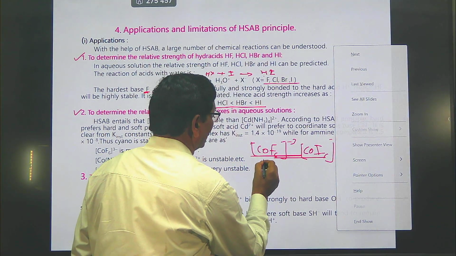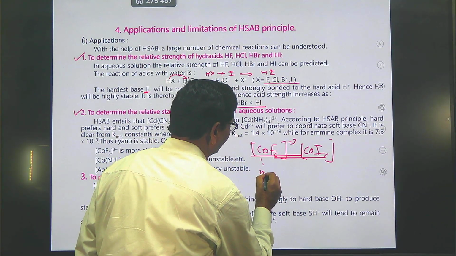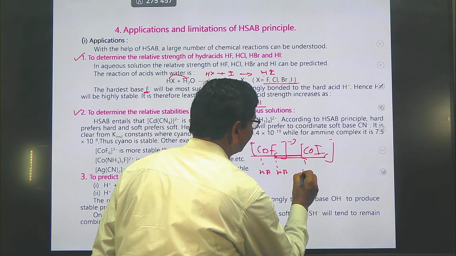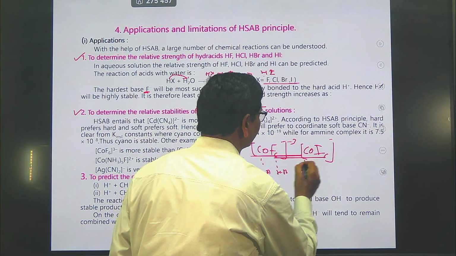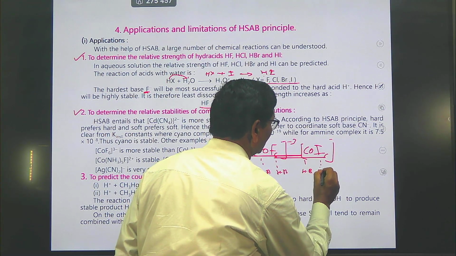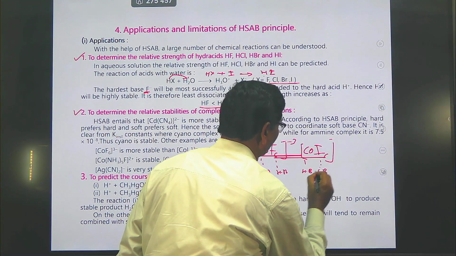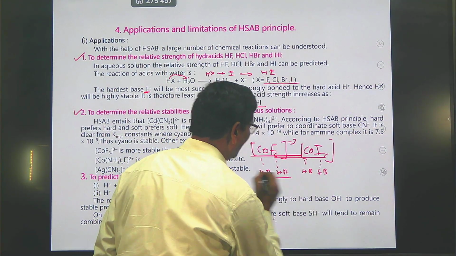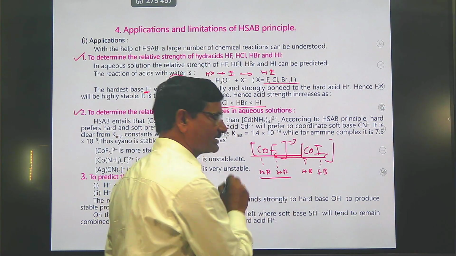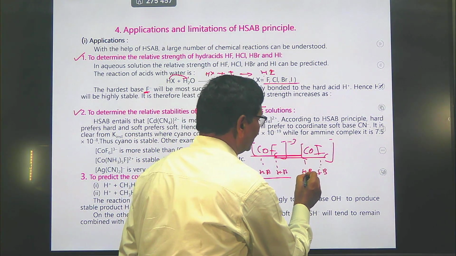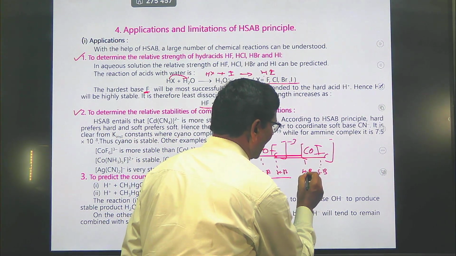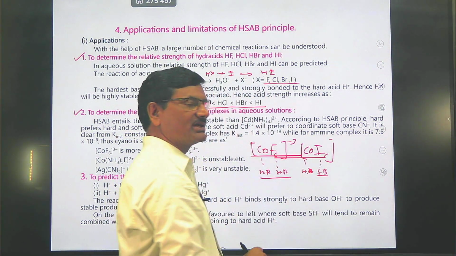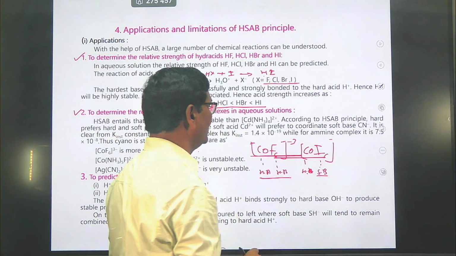Here cobalt is the hard acid. This is the hard base. This is the hard acid because this is the transition metal, and this is the soft base. Here the hard combination is there. Therefore, it obeys the Pearson rule. And in [CoI6], the combination is hard acid with soft base. The combination is odd. It cannot obey the Pearson rule. That's why it is less stable.